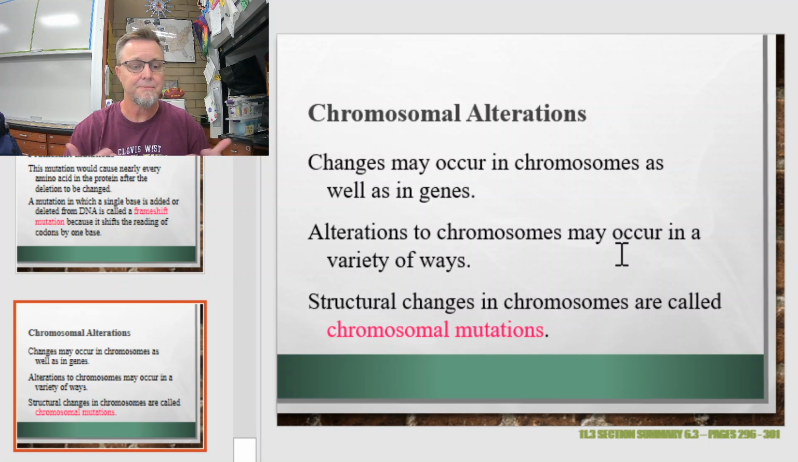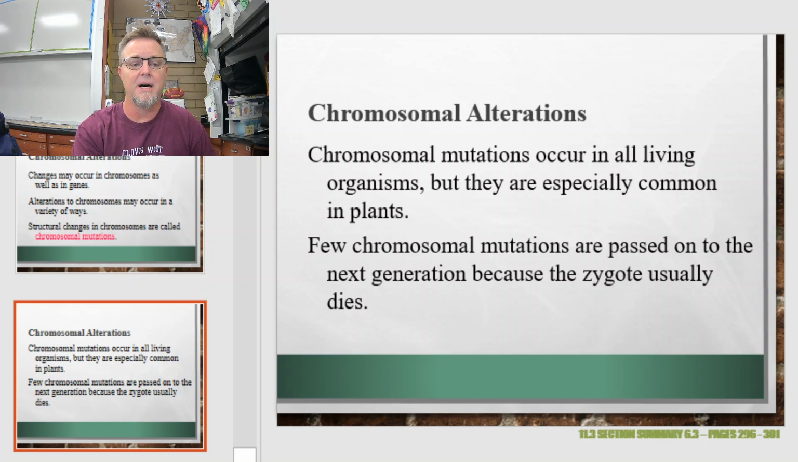So when we think about chromosomal mutations, this is an alteration in a whole chromosome of the 23 pairs or 46 chromosomes that we possess in our cells. Chromosomal mutations can occur in all living organisms, but they're actually much more common in plants than they are in animals. A few chromosomal mutations can be passed on to the next generation, but because the zygote usually dies as a result of the mutation, those are kind of few and far between.